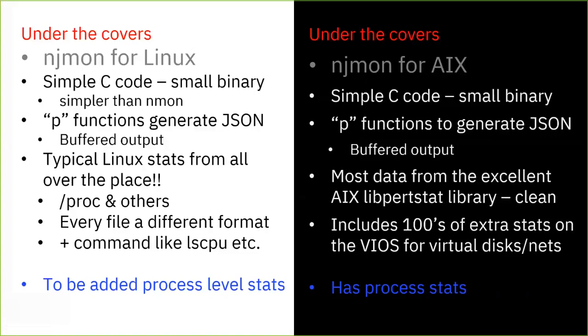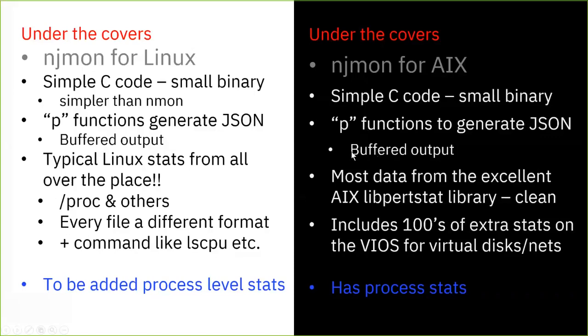So we like lscpu, some fascinating details. We capture those and put it into the JSON file. We haven't yet added the process stats, details for every process running. We have done that in the AIX one. So simple code, same set of P functions.